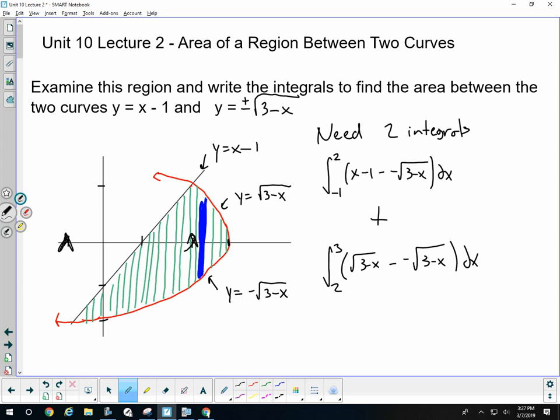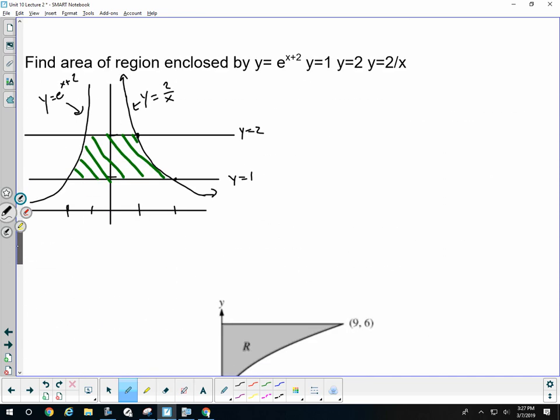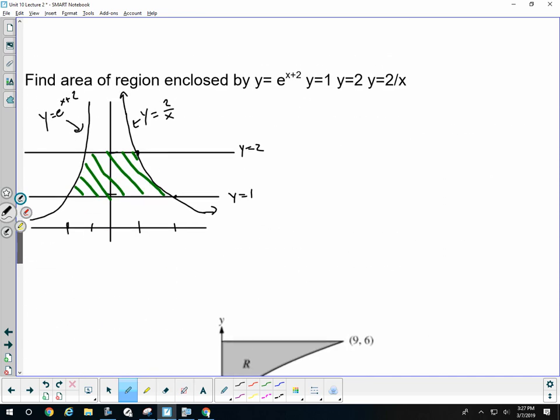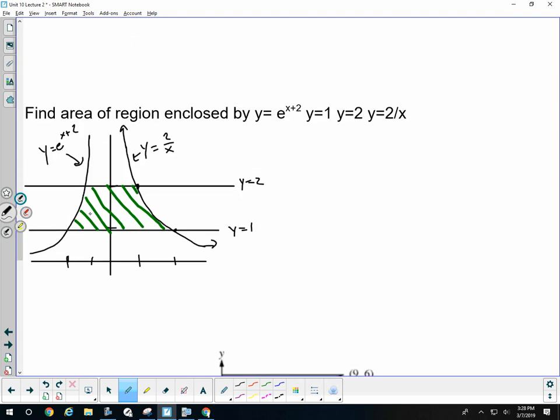Let me show you another example of a tough area to find using vertical rectangles. Flip to the bottom of, I believe, the next page, or the third page. One more. Yes. See that on the bottom of the next page? Okay? Now, write small because we're going to need some space, but discuss with your neighbors, how many integrals do you think you would need to find the area of this region right here?